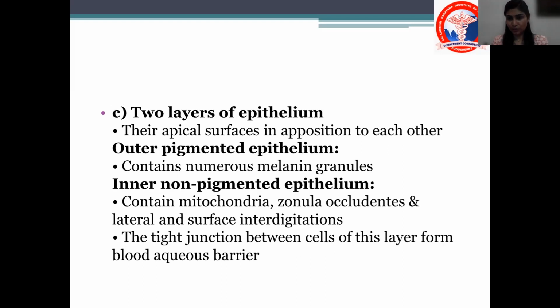Now the epithelium is two-layered: the outer pigmented epithelium and the inner non-pigmented epithelium. Their apical surfaces are in opposition to each other. The outer pigmented epithelium contains numerous melanin granules. And the inner non-pigmented epithelium contains mitochondria, zonula occludens, and lateral and surface interdigitations, and the tight junctions between the cells of this layer form the blood aqueous barrier.